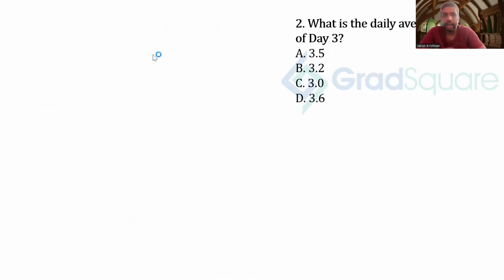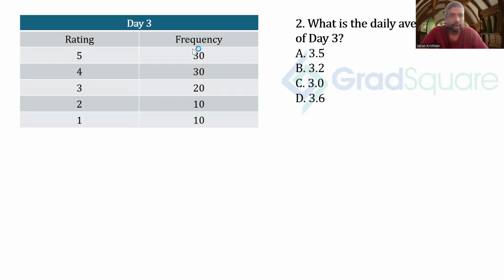That's very simple to calculate because we have already found out this entire table. So they're asking for daily average rating, not cumulative average rating. That's very important to understand. Daily average rating is only on day 3. So sum of all the ratings of day 3 divided by the total number of customers of day 3.